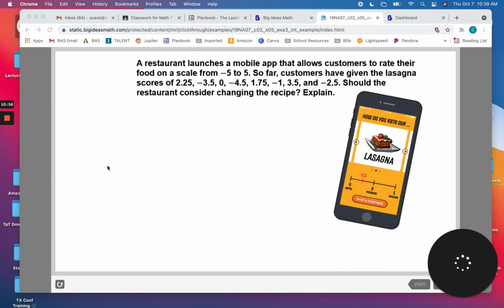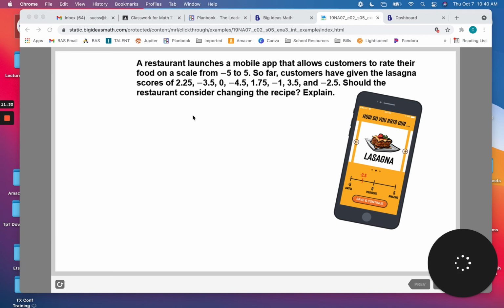Okay, example 3. You're putting this in your journals. A restaurant launches a mobile app to allow customers to rate their food on a scale from -5 all the way to +5. So far, customers have given the lasagna scores of 2.25, -3.5, 0, -4.5, 1.75, -1, 3.5, and -2.5. I don't think I'm going to eat this. Should the restaurant consider changing the recipe? Explain it.